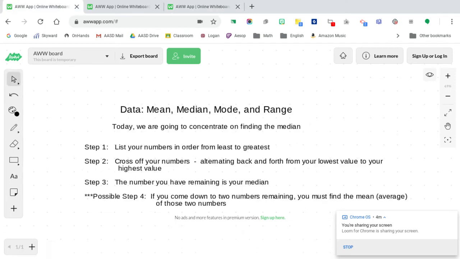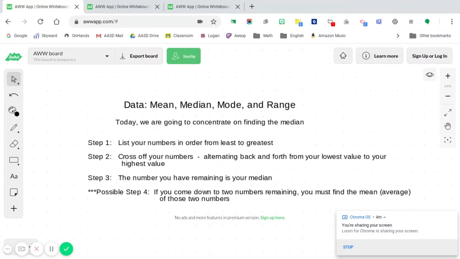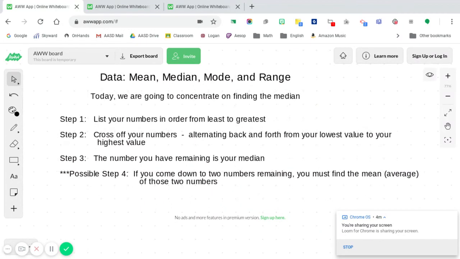So let's go back to our first screen and just review these steps once again. When we are finding the median of a list of numbers, first, list your numbers in order from least to greatest. Second, cross off your numbers, alternating back and forth between your lowest value and your highest value. Step number three, the number that you have remaining is your median. But as we said, quite commonly in finding median, you have to find the average of the two remaining numbers. And the way that you find that average, just like on our video from yesterday, is you add those two numbers together and you divide it by two, since you are finding the mean of two numbers.